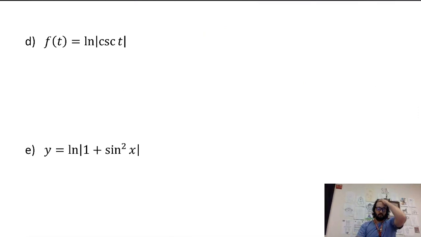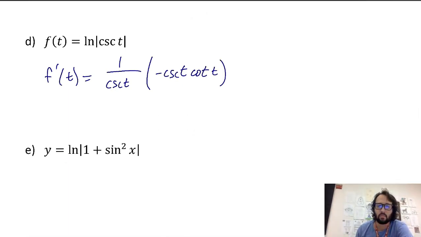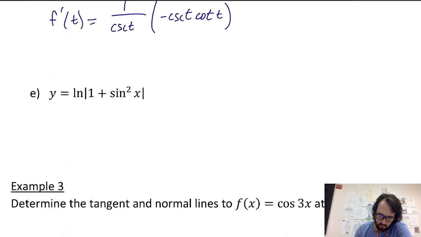Okay, ln of cosecant. Right, again, still using the chain rule. Gots to, because I have a function within a function. So f prime of t would be 1 over cosecant of t times the derivative of cosecant, which is negative cosecant cotangent. Again, you could simplify that to negative cotangent, whatever. Okay.